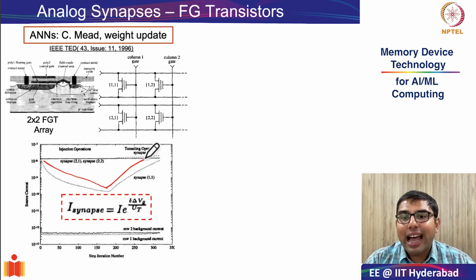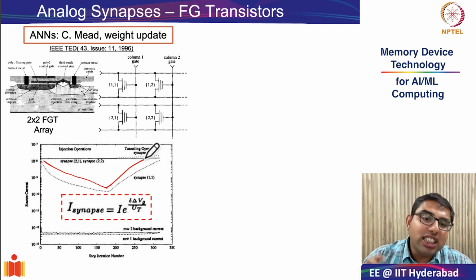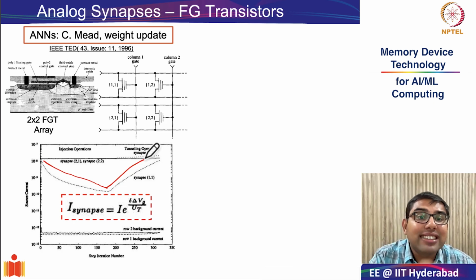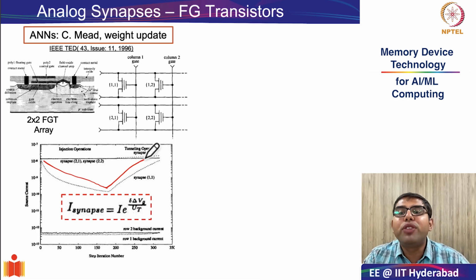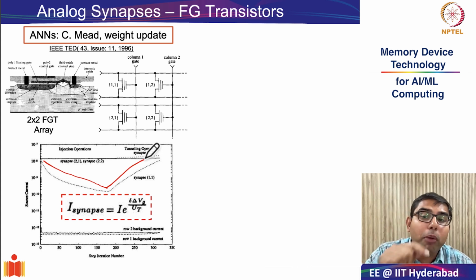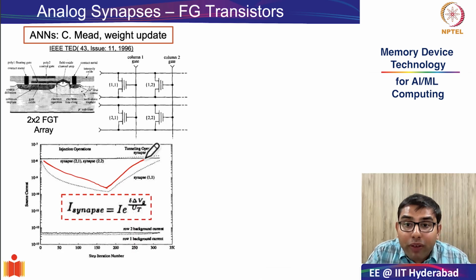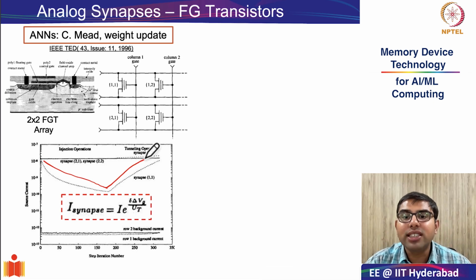So what essentially happens is that the floating gate transistor here has two key operations. It has the injection operation, where the electrons are added to the gate, which causes depression. Why does it cause depression? Because the threshold voltage of the transistor shifts to the right-hand side in an NMOS transistor, whereas the tunneling process causes potentiation, where electrons are removed, thereby causing the synaptic weight to increase, which is also known as potentiation.